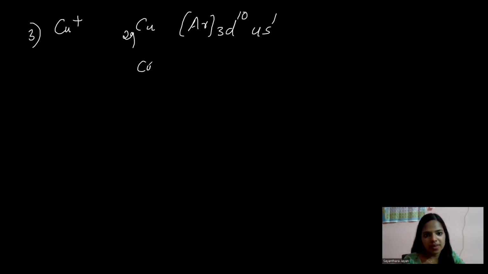Now, Cu plus means, what is Cu plus? It means the oxidation state is that it is losing one electron, right? Copper is losing one electron and becomes just 3d10. Here one electron is getting lost, so 3d10. Now I'm drawing 3d10.